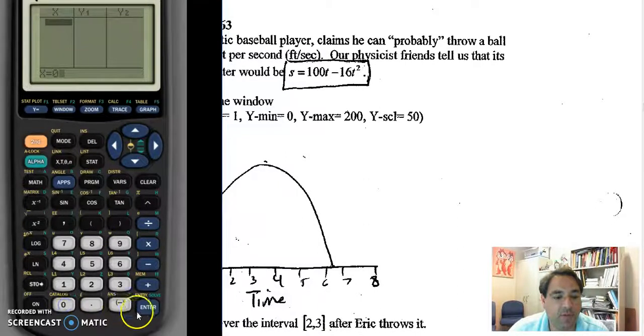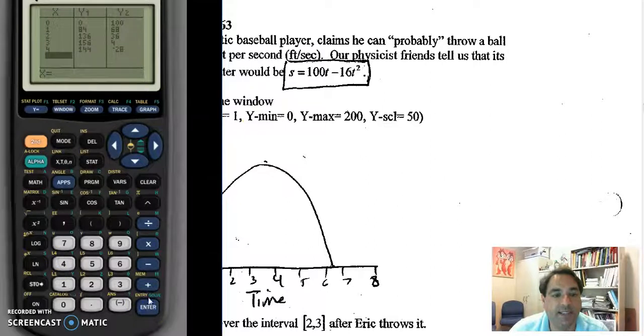So when I type in 0, at time 0, the ball is 0 feet off the ground, but is traveling 100 feet per second. 1 second, the ball is now 84 feet in the air and is traveling 68 feet per second. 2 seconds, the ball is now 136 feet in the air, traveling 36 feet per second. At 3 seconds, the ball is 156 feet in the air, traveling 4 feet per second. Notice it's slowing down as it reaches its apex.